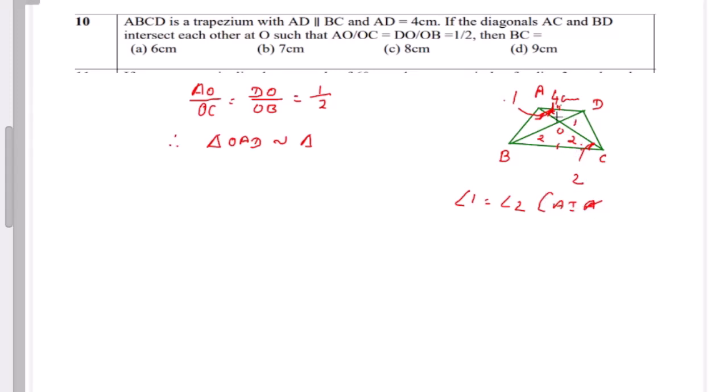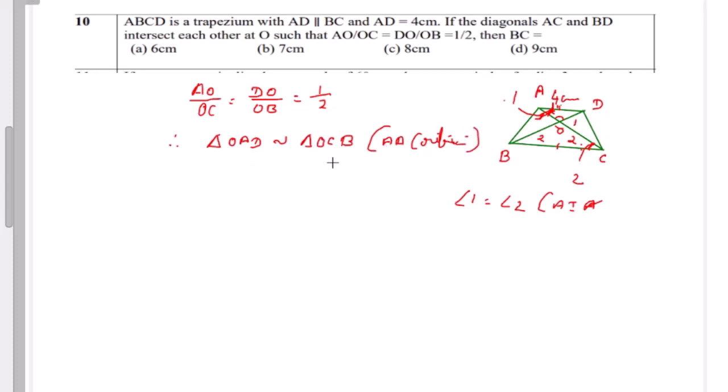Now we can say that these two are vertically opposite angles. So by AA similarity criterion, we can say that triangle OAD is similar to triangle OCB. We can prove that these two triangles are similar triangles.